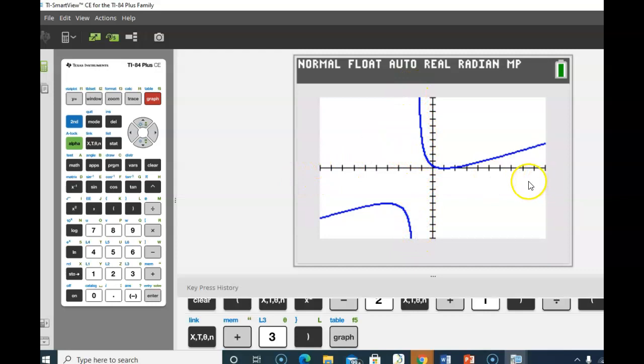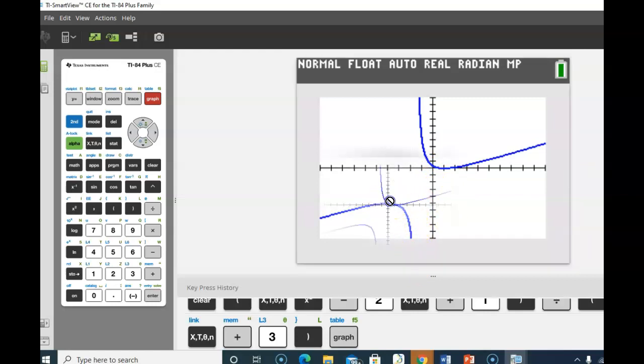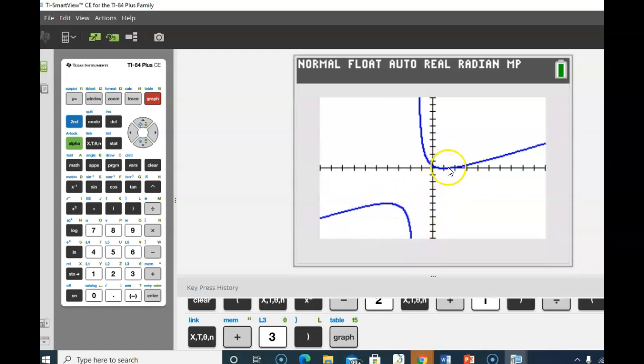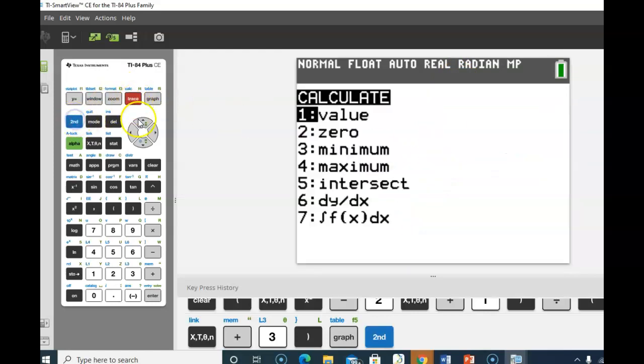We had no horizontal asymptote. We actually have what's called an oblique or slant asymptote. We're not going to work with trying to find those. So our range is going to be from -infinity up to this highest point here, and then from this point to positive infinity. And you can find the values there by doing second, calculate, maximum.